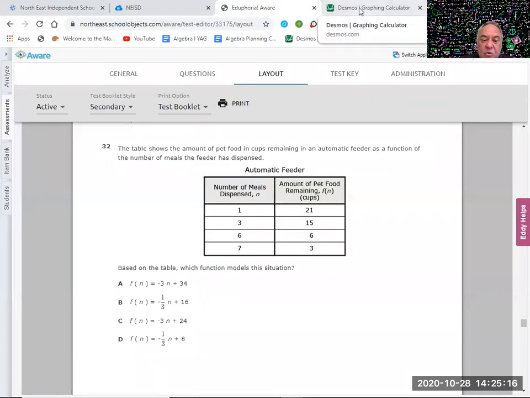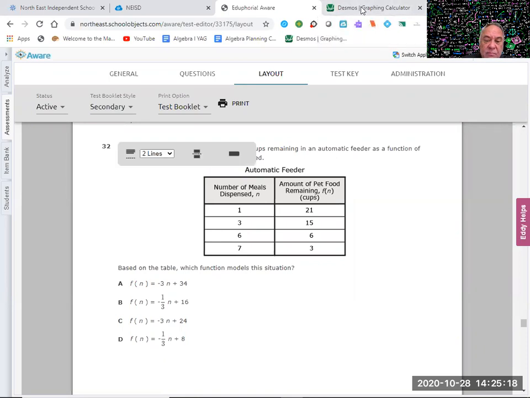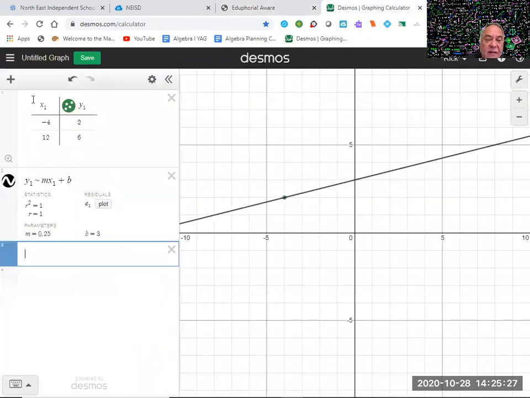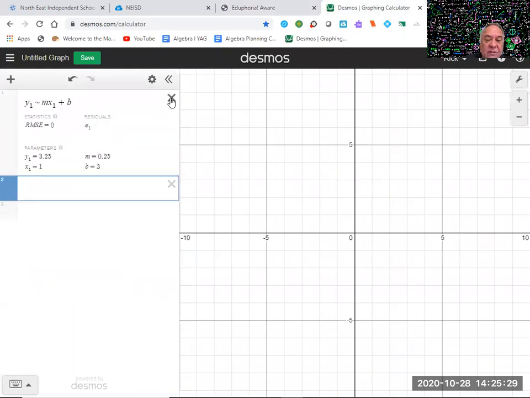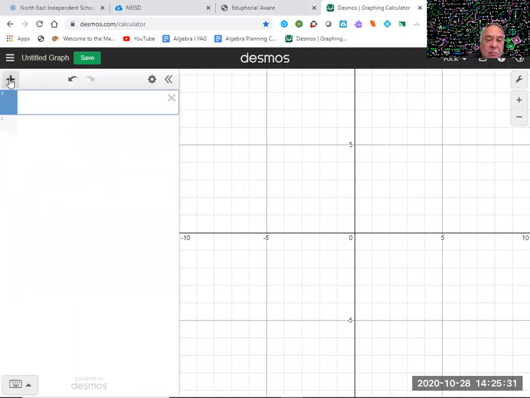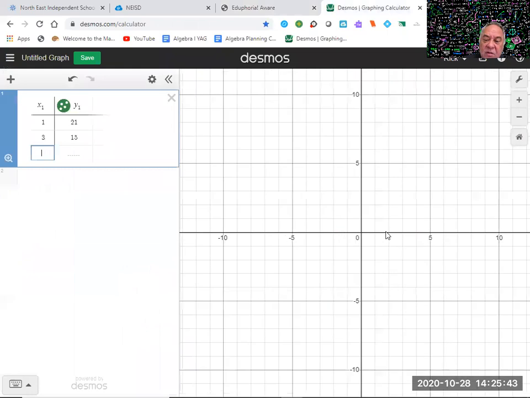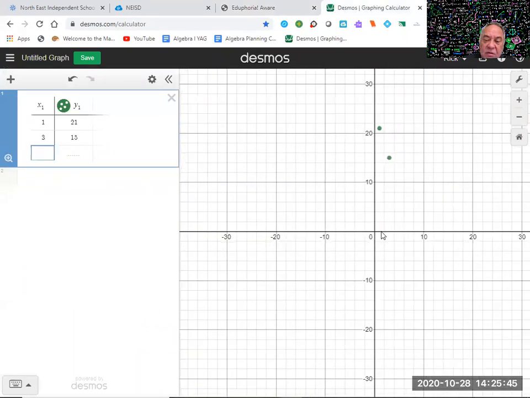For number 32, if you remember, if it's linear and you have a table, you only need 2 points. So (1, 21) and (3, 15). Let's do that here. Let's get rid of this. Put in a table. 1, 21, 3, 15. Okay, so if you expand here, you can kind of see where the points are. They look like that. So you know it's going to be a negative slope.